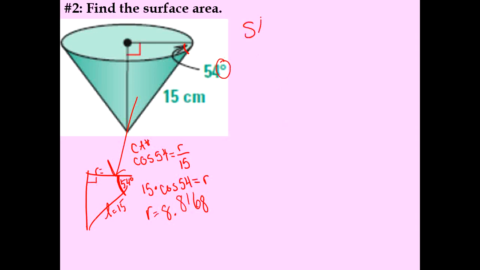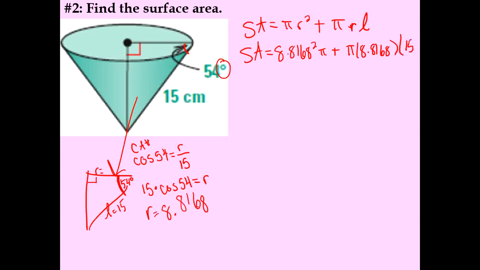Okay, so now we can find the surface area because we have the radius and we have the slant height. So it's going to be pi r squared plus pi r L. So surface area is going to be 8.8168 squared times pi plus pi times 8.8168 times 15. Well, 8.8168 squared is roughly 77.7356 pi plus, and then 15 times the radius is 132.2517 pi.